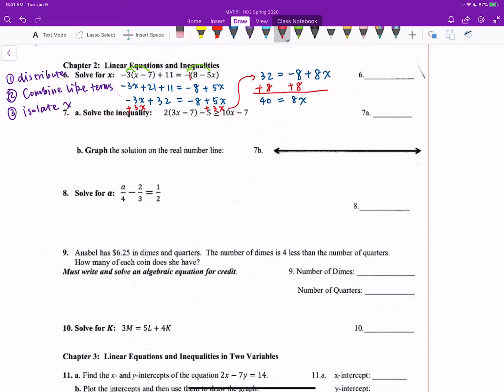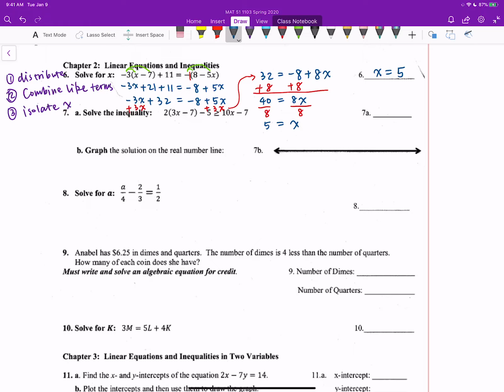This is a pretty simple equation. To get x, we divide both sides by the coefficient of x, which is 8, and we obtain 5 equals x. Therefore, the solution is simply x equals 5. You could also write 5 equals x if you want.